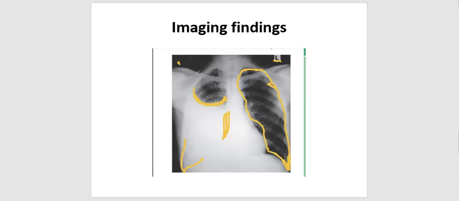The other thing that may be seen, and I keep talking about this, is mediastinal shift, although we don't have that in this x-ray. Mediastinal shift is seen in massive pleural effusion. And remember from the introduction, massive pleural effusions are often of malignant origins. So try to connect the dots.